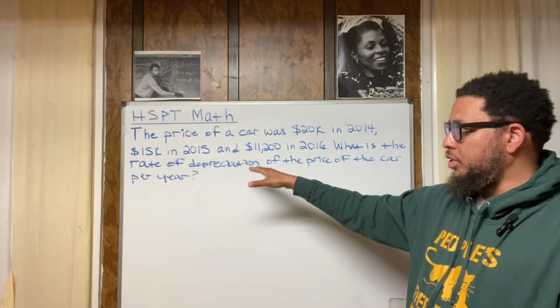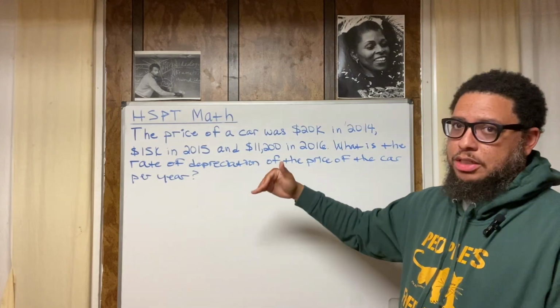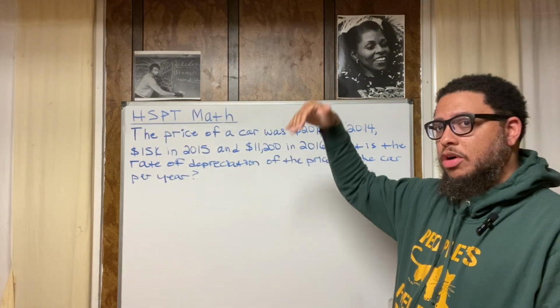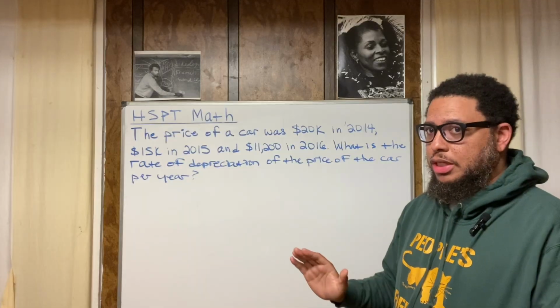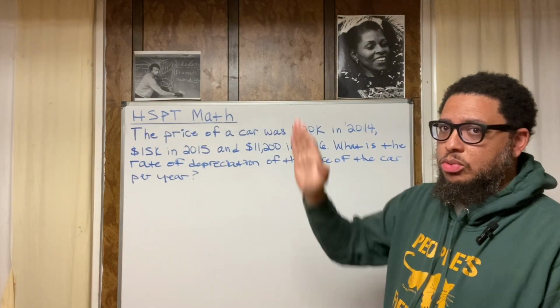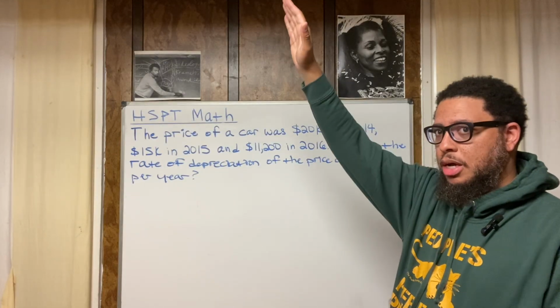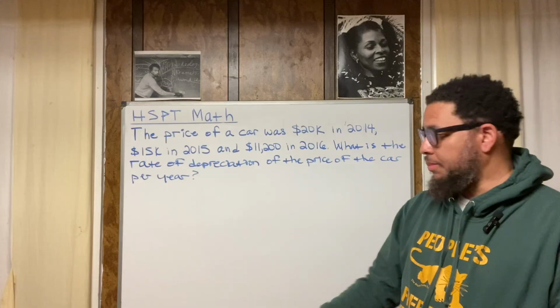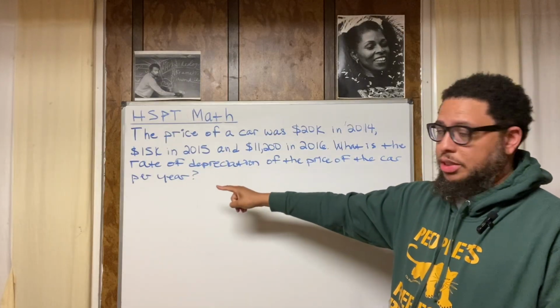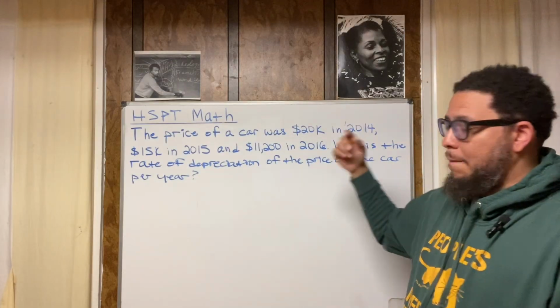The rate of depreciation, right? Depreciation means the value or the cost of a car is going down. Appreciation is when the value or the cost of something goes up. Appreciation goes up, depreciation goes down. All right. What is the rate of depreciation of the price of the car per year?